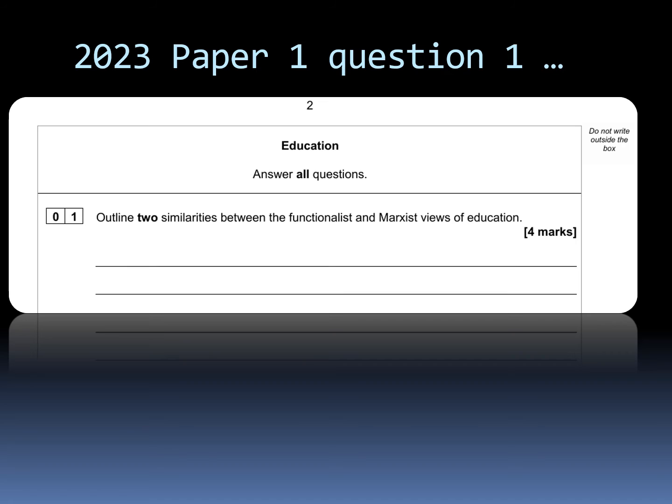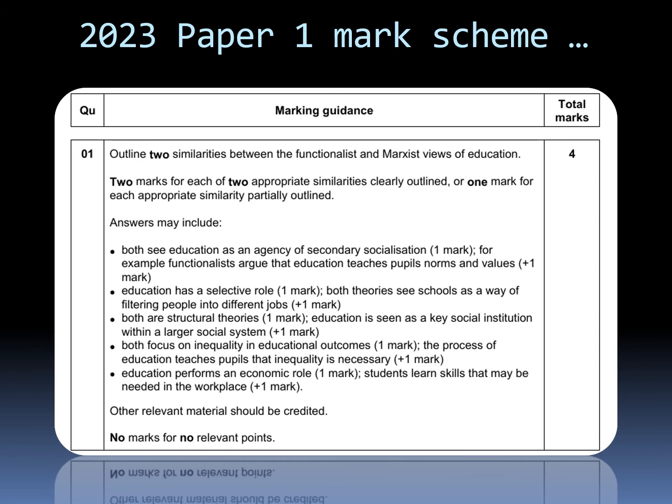So what I want you to do, I want you to pause this now. I want you to have a go at this answer because in a couple of moments I am going to reveal the mark scheme. So as you can see on the mark scheme, there are a range of different similarities identified, such as secondary socialisation, they're both structural theories, or they have an economic role.